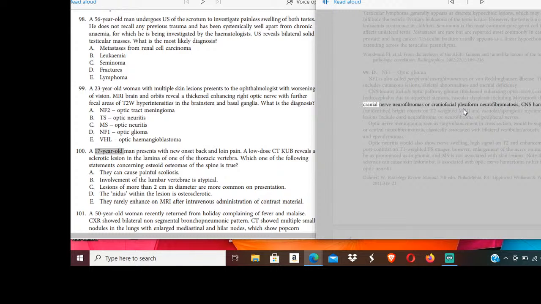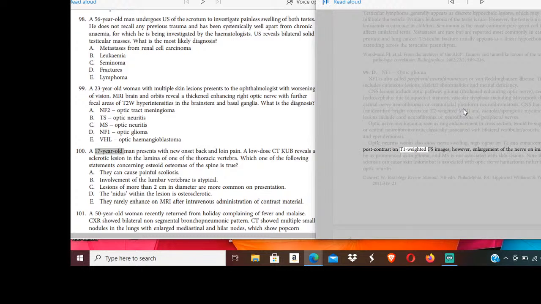moyamoya disease, cranial nerve neurofibromas or craniofacial plexiform neurofibromatosis, CNS hamartomas, unidentified bright objects on T2-weighted MRI, and vacuolar/spongiotic myelopathy. Spinal lesions include cord neurofibroma or neurofibroma of peripheral nerves. Optic nerve meningioma, seen as ring enhancement in cross-section, would be suggestive of NF2 or central neurofibromatosis, classically associated with bilateral vestibular/acoustic schwannomas and ependymomas. Optic neuritis would also show nerve swelling, high signal on T2, and enhancement.